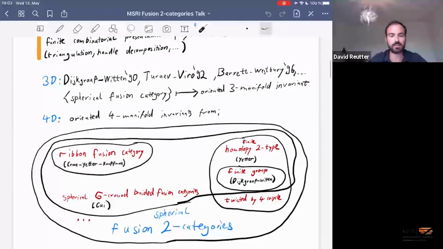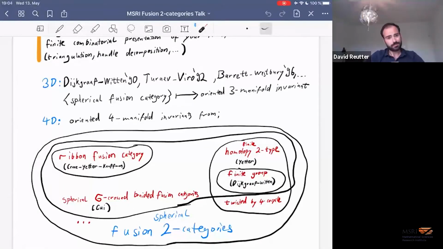Here's a table of various constructions that existed. There's the Crane-Yetter-Kauffman invariant that we've heard about a lot this semester. This takes something called a ribbon fusion category and produces four-manifold invariants from it. There are other invariants. There's of course the Dijkgraaf-Witten invariant that we heard about last week in Mark's talk. And we also heard in last week's talk that these can be generalized to invariants that take as input some homotopy 2-type rather than just a finite group. And these again can then be twisted by cocycles.